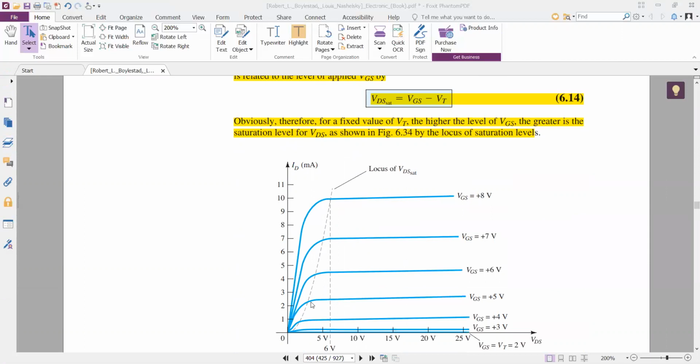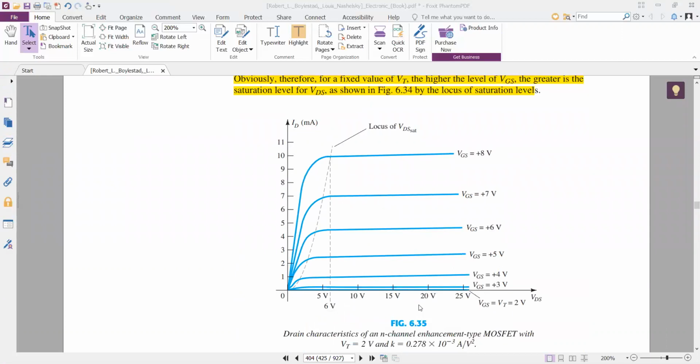Hence we can plot the drain characteristics of enhancement type MOSFET. On the x-axis we have drain to source voltage, and on the y-axis we have drain to source current. As you can see, these characteristics are drawn at different gate to source voltages.